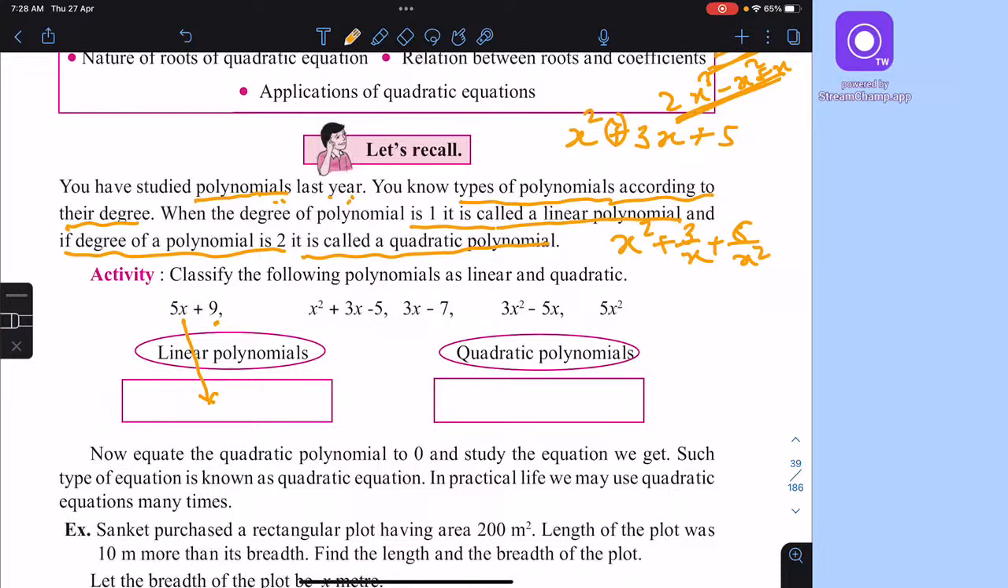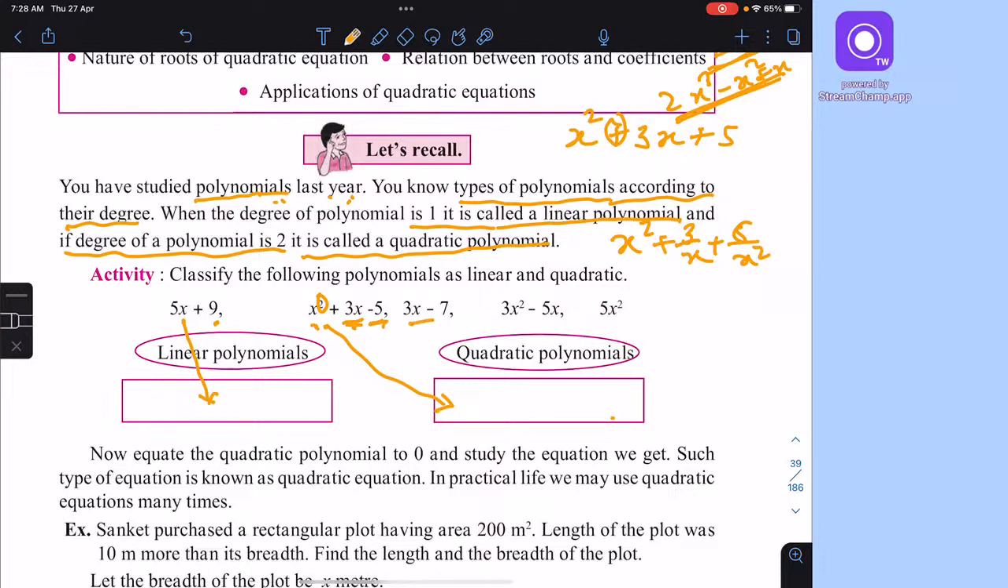Now if you consider x square plus 3x minus 5, here x is a variable, the degree of the variable in x square is 2. In the term 3x, the degree of the variable x is 1, and in the term minus 5, the degree of the variable x is 0. So the maximum degree of the variable is 2. So it is a quadratic polynomial. So you can put this in this box.